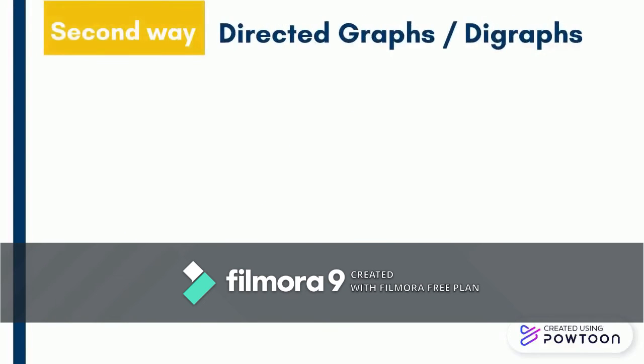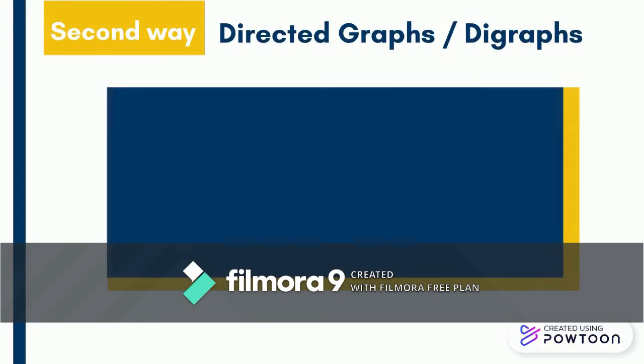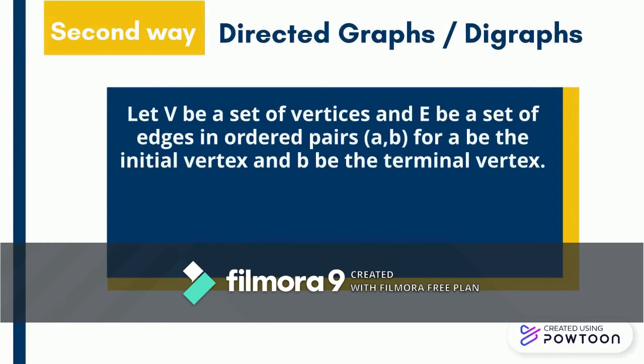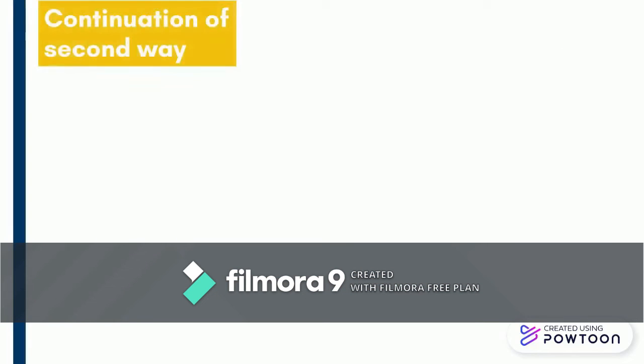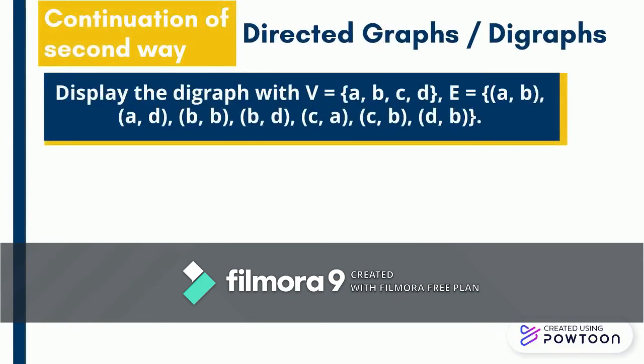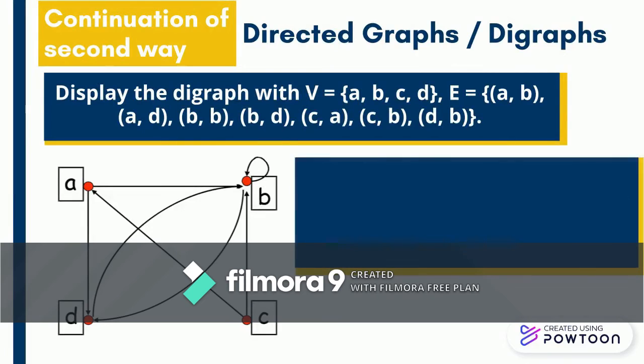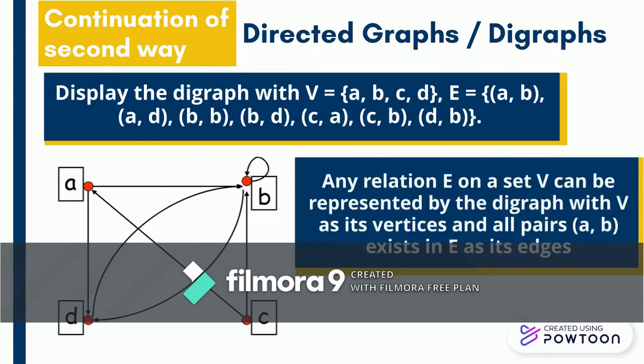Next is the second way, directed graph or digraph. Let V be the set of vertices and E be the set of edges in ordered pair (a, b). A is the initial vertex and B is the terminal vertex. We will use arrows to display the relation. To display the digraph with V as a set of A, B, C, D and E as a set of ordered pairs, notice that every element in V becomes a vertex and all pairs in E become its edges.